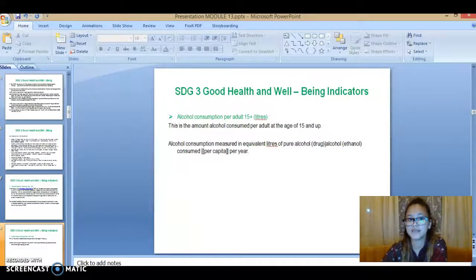And the second indicator is alcohol consumption per adult 15 plus. This is the amount of alcohol consumed per adult at the age of 15 and up. Alcohol consumption can be measured in equivalent liters of pure alcohol, ethanol, consumption per capita per year.